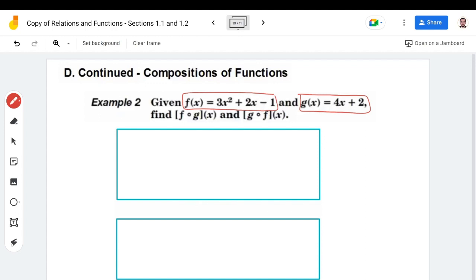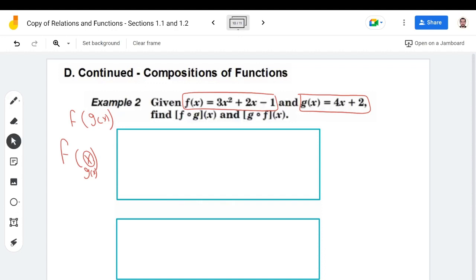Yes, you're right. When we have f and a small circle with g, that means f inside g of x. Do you remember this one? So now f of x. Now we will replace x with what? g of x. So we have these two x's. What will we replace them with? We will replace them with this.